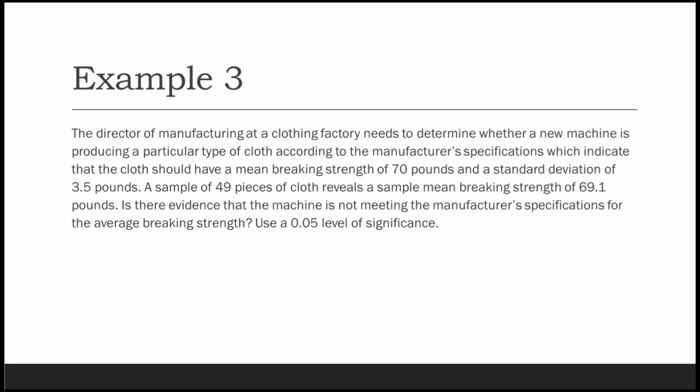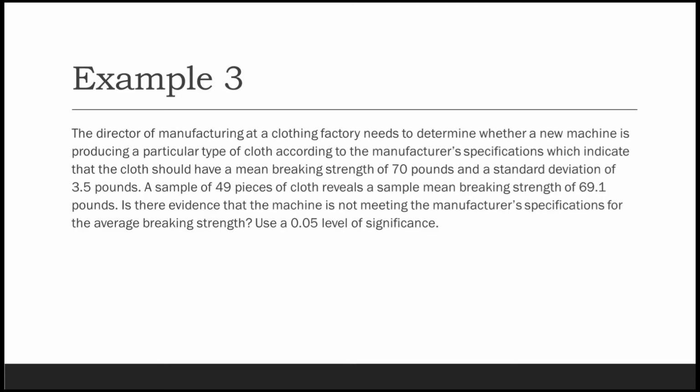Example 3. The director of manufacturing at a clothing factory needs to determine whether a new machine is producing a particular type of cloth according to the manufacturer's specification, which indicate that the cloth should have a mean breaking strength of 70 pounds and a standard deviation of 3.5 pounds. A sample of 49 pieces of clothes reveal a sample mean breaking strength of 69.1 pounds. Is there evidence that the machine is not meeting the manufacturer's specification for the average breaking strength? So use a 0.05 level of significance.